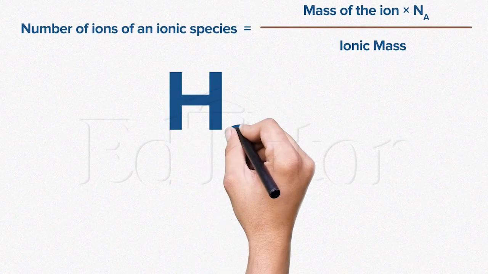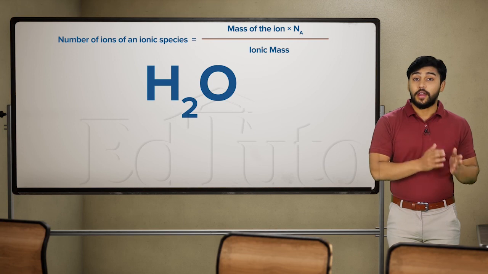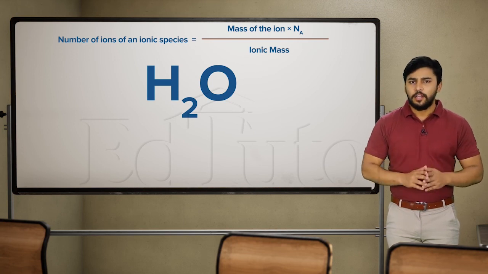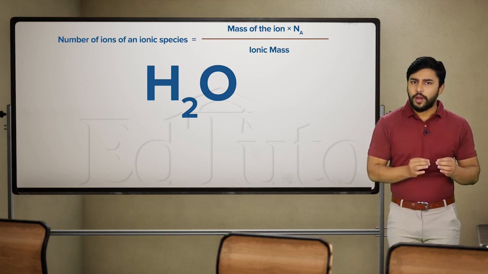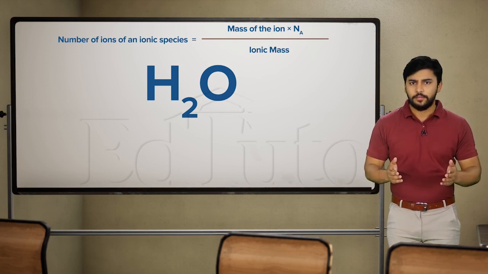Let's look at a quick example, shall we? Suppose you have 18 grams of water, H2O. Calculate the number of atoms. Here you see that we have 2 atoms of hydrogen and 1 atom of oxygen, correct?